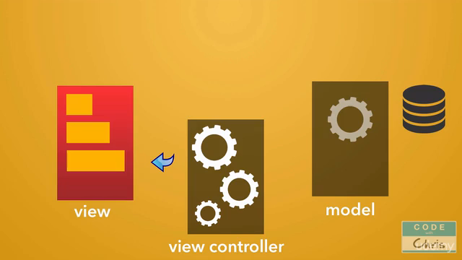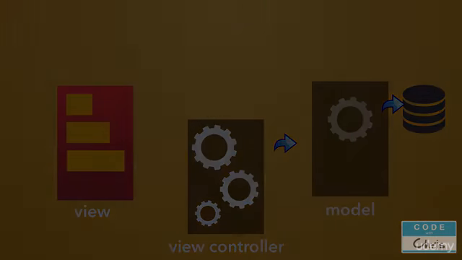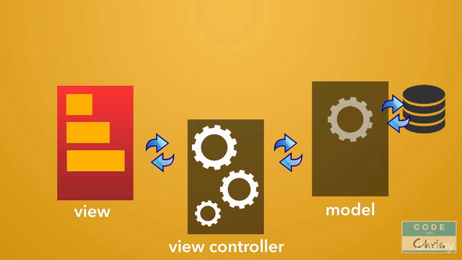Now similarly, if the user interacts with the view and let's say deletes a contact, then the view controller gets that interaction or that message and passes it to the model to tell it to remove a contact, because the model manages the data. So as you can see, each component has its own set of responsibilities and a role within the app, and they must work together to form a functioning app.